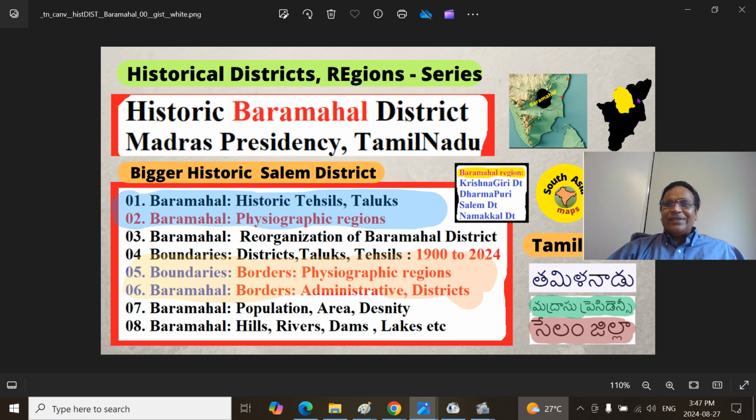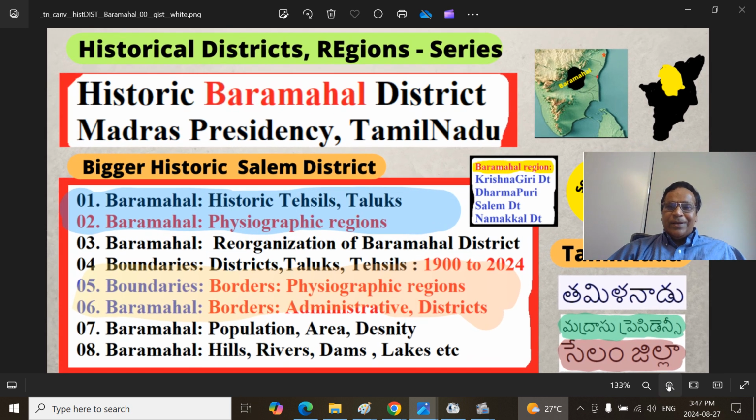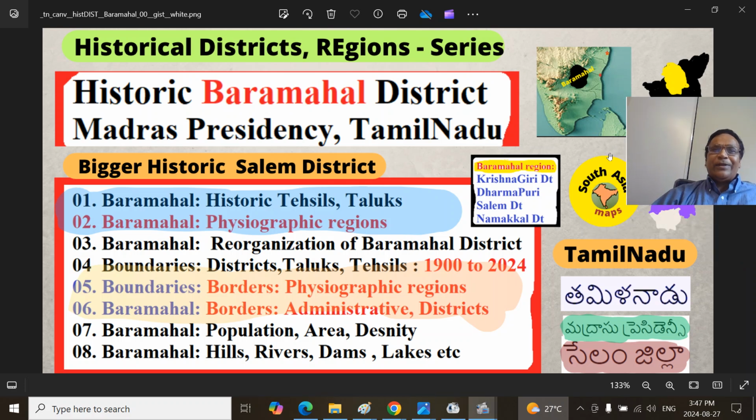This is the Tamil Nadu province. This yellow region is Old Salem district or Baramahal district. And this is part 3, reorganization of Baramahal district. The Baramahal district today is reconstituted, reorganized into 4 districts: the Krishnagiri district, Dharmapuri district, Salem district, and Namakkal district.